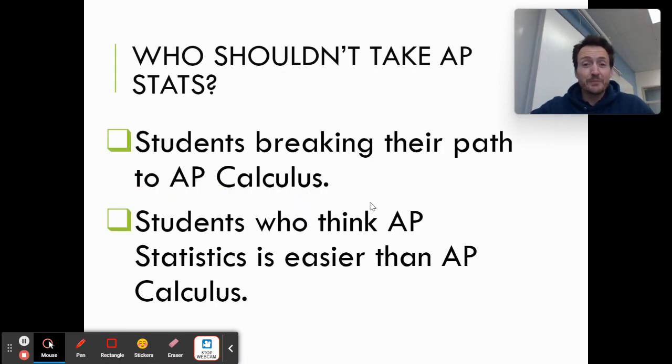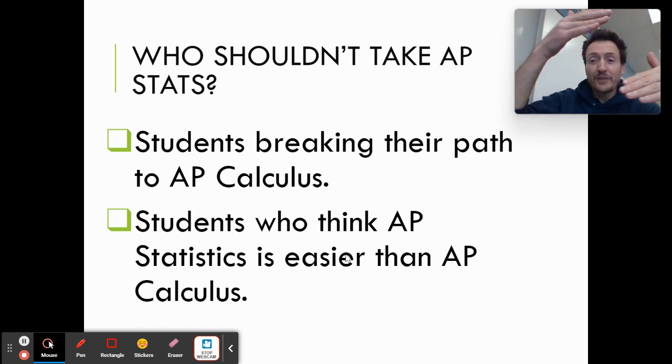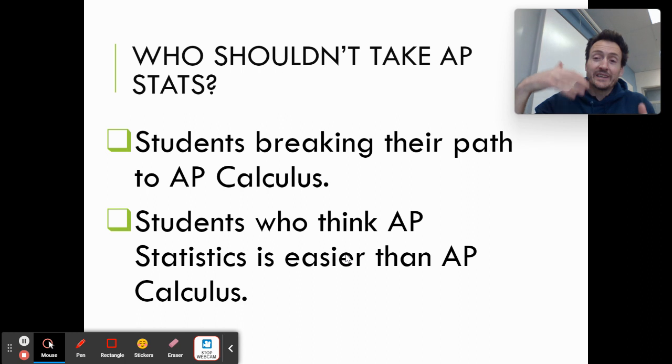Who should not take AP Stats is students who think, oh, I'm going to take stats next year and then AP Calculus the year after. You don't want to break that track, because AP Pre-Calculus is the prep for AP Calculus. And if you take a year off of that prep course, then AP Calculus is so much harder. So stay on the track, grind through AP Calculus, then give AP Stats a shot, or do both simultaneously.